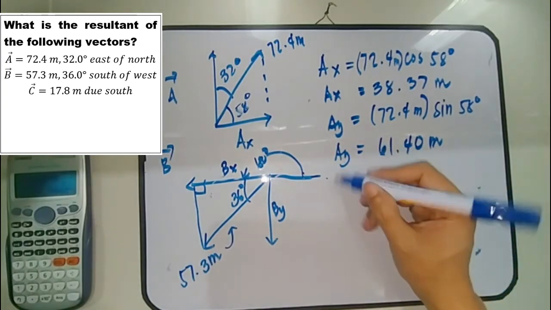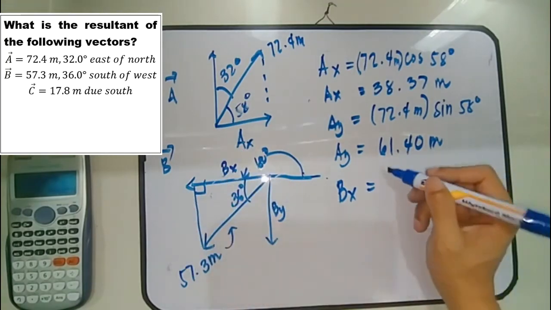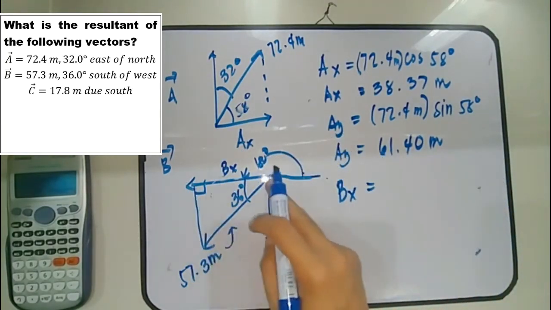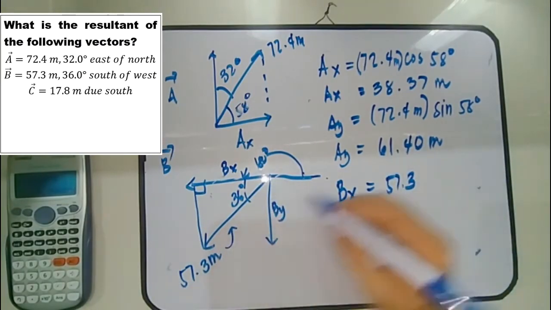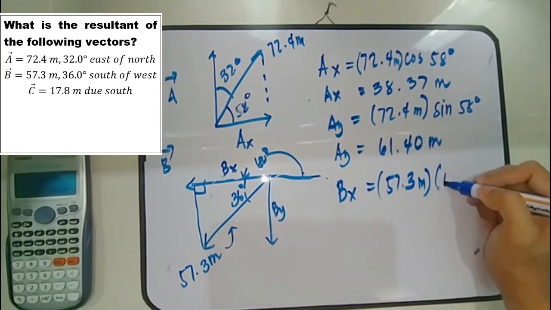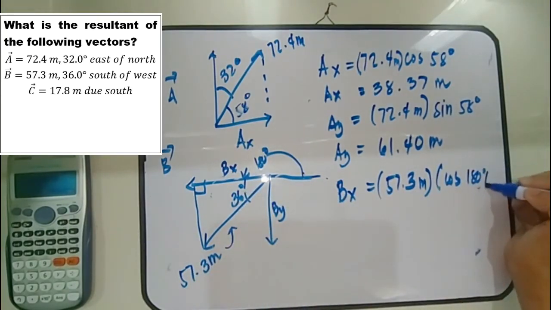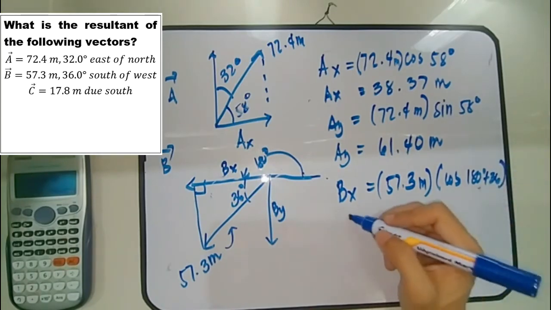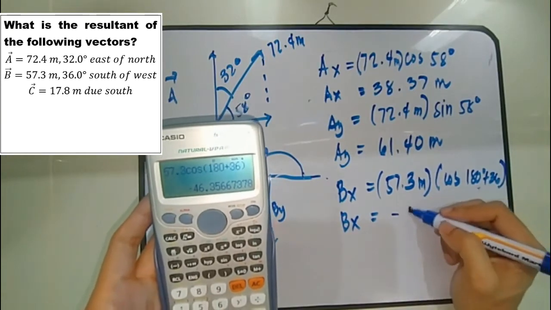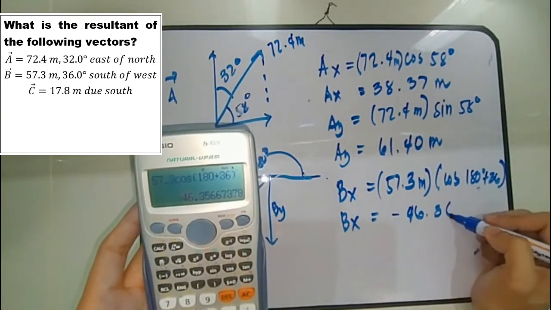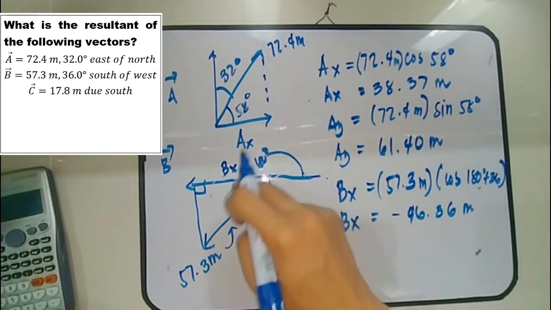So B sub x is just equal to, you have here, so this is cosine. So 57.3, that is your hypotenuse, meters. So this is cosine 180 plus 36. So B sub x equals, so that is negative 46.36 meters. So gamitin natin guys yung real angle. So that is measured from the positive x-axis.